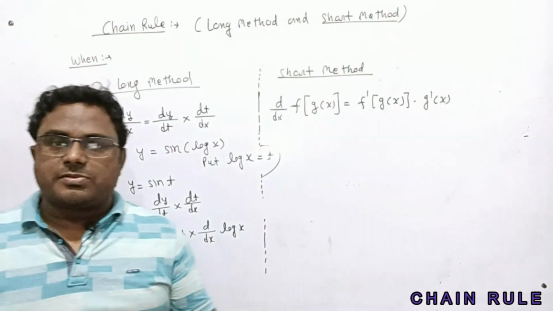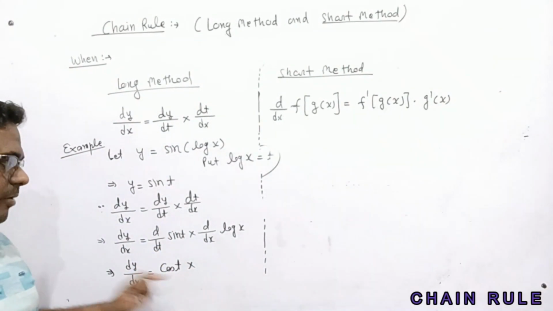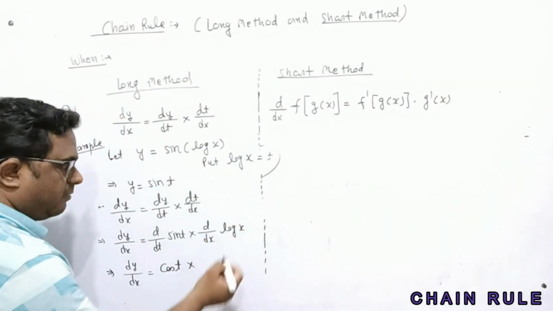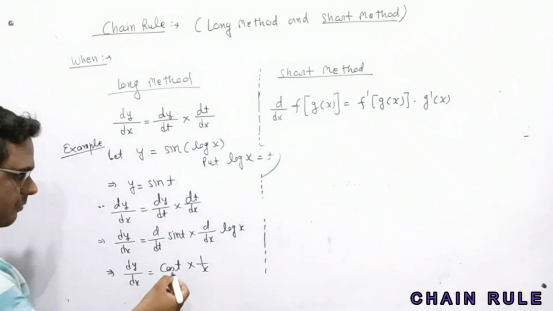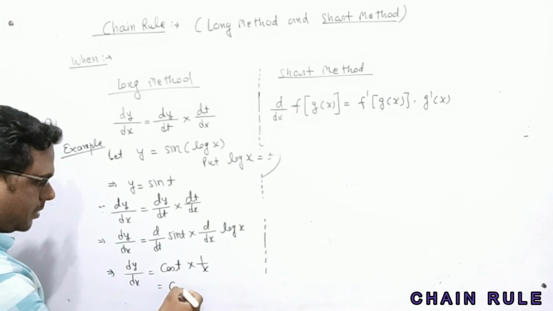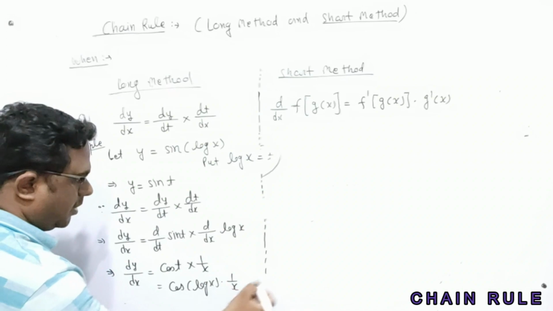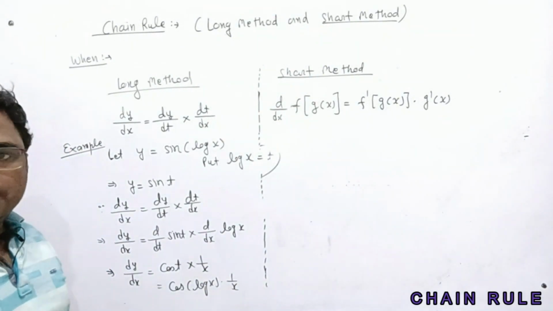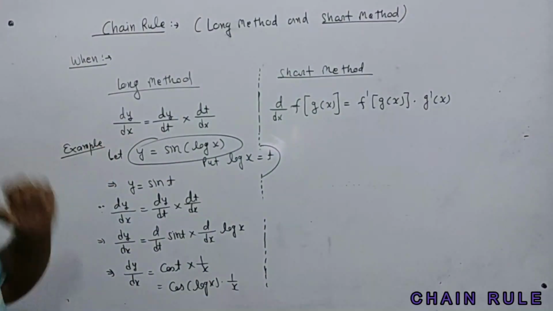As you know, the derivative of sine x is cos x. In the same way, the derivative of sine t with respect to t will be cos t, and the derivative of log x will be 1 upon x. If I put the value of t here, then cos bracket log x into 1 upon x. So it is the answer of this question by the long method of chain rule.